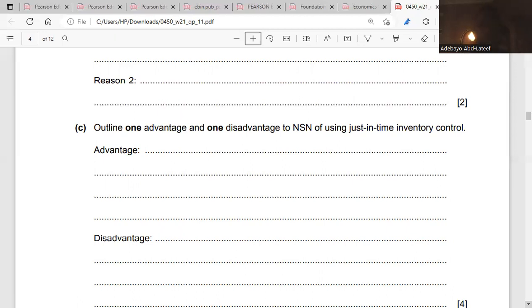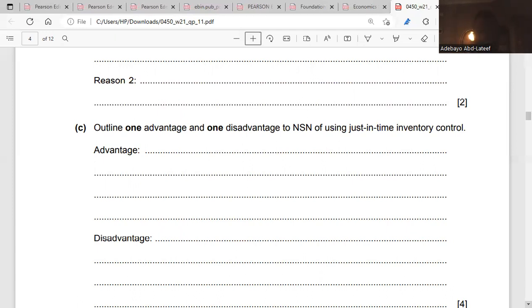So the advantage about using just-in-time is that you would not need to spend so much on warehouse space. Do you understand? You spend less on warehouse because it is only when you want to produce that you get the raw materials. So that's the advantage.